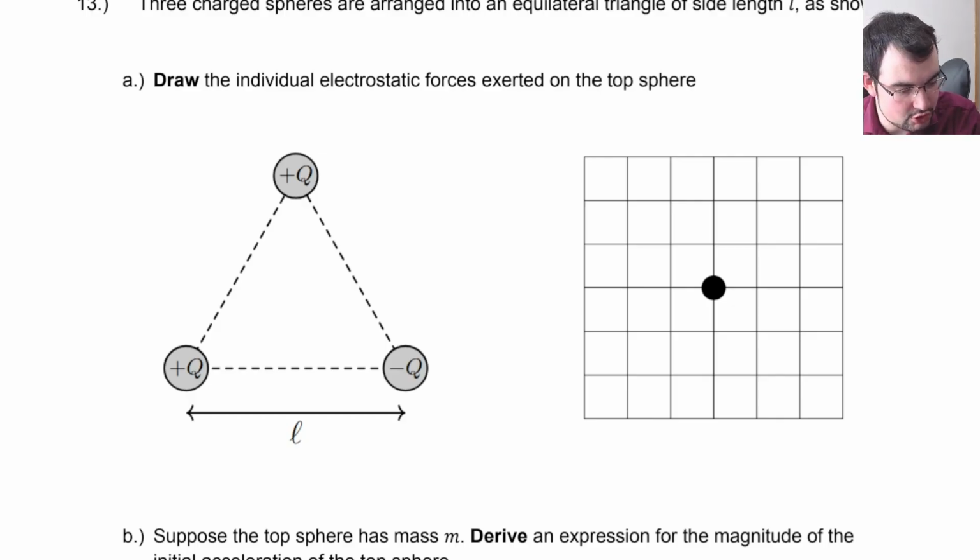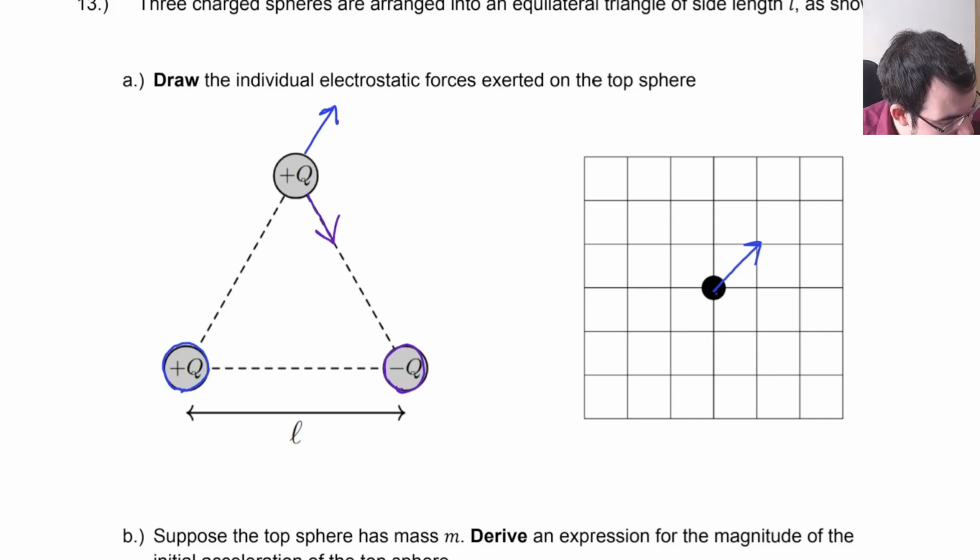The top sphere is positive, so we're going to get some sort of repulsive force from the blue sphere. And then this sphere down here is negative, so the negative will attract the positive. So we get a force like that. And all things are the same here, so I'm going to try to make my vectors sort of the same so we can easily see what's happening. I might make this force up one, right one, and the other force down one, right one.